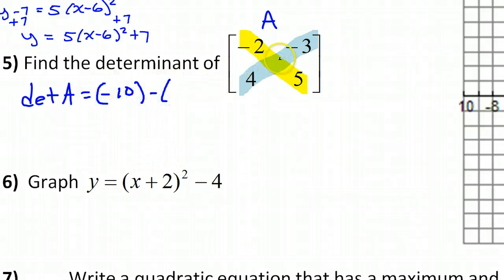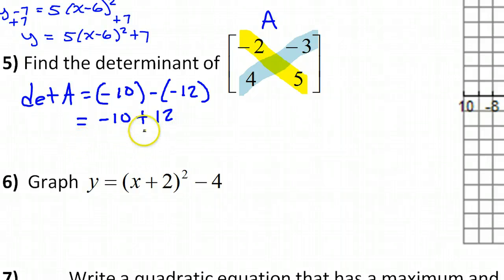Okay, and please be careful. Don't just say negative 10 minus 12. It's negative 10 minus negative 12. It's minus a negative. Okay? And if you're doing this by hand, then you have to understand that minus and negative is addition. So this is going to be 2. Alright, so the determinant is 2.